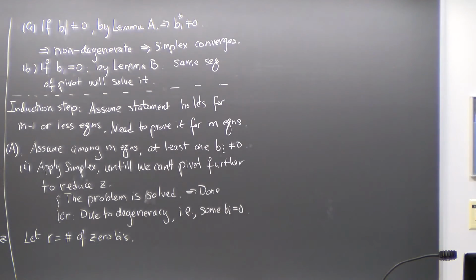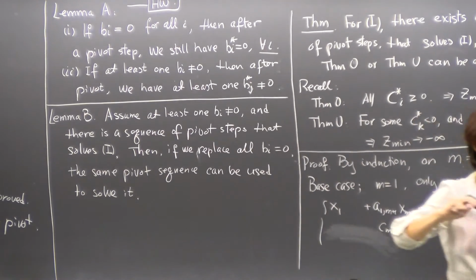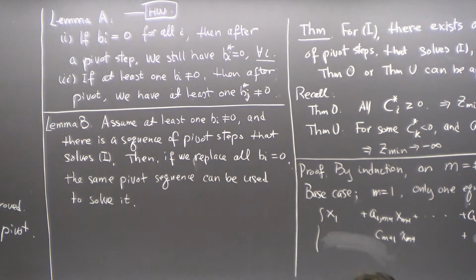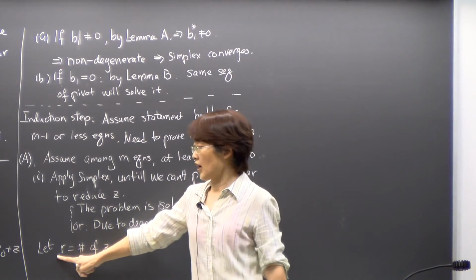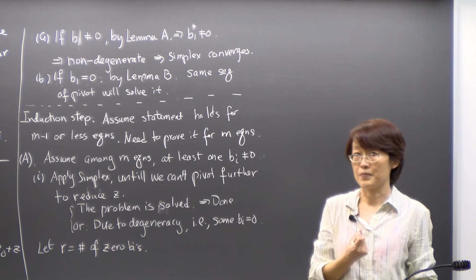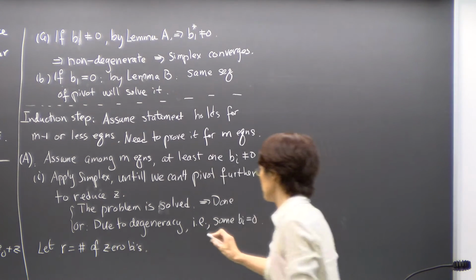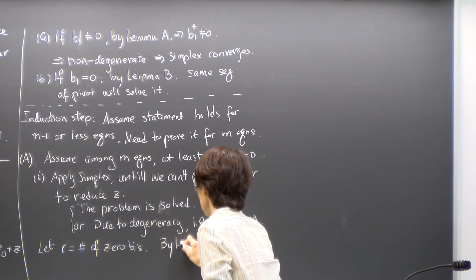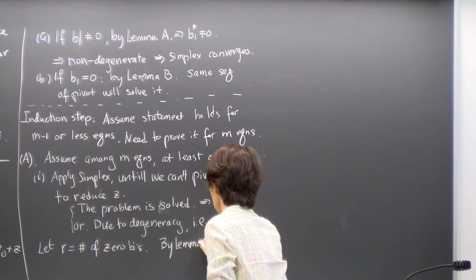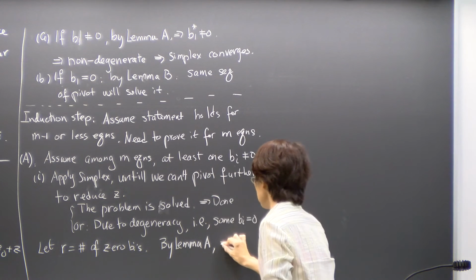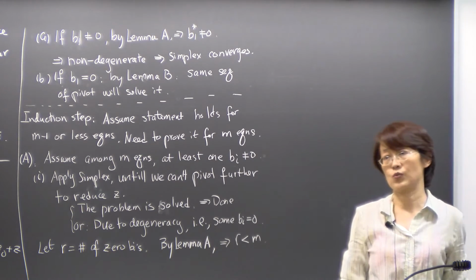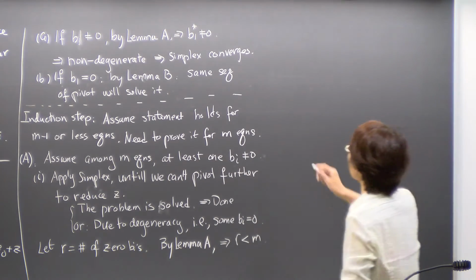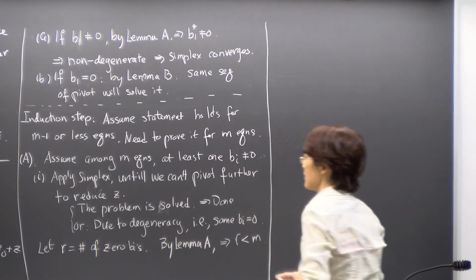OK, I always have to go back to the lemma. If at least one of them is non-zero, lemma A says at least one will be non-zero after any pivoting, which means at least one of the b will be non-zero, which means r shall be strictly less than m. Is that clear? So by lemma A, we can conclude that r should be strictly less than m. At most m minus 1, right? There has to be one b that is non-zero. OK, so that's the first step.